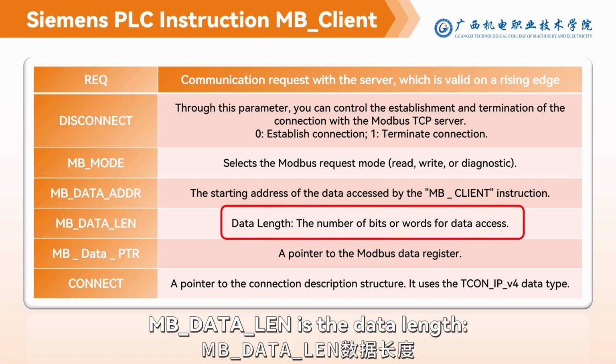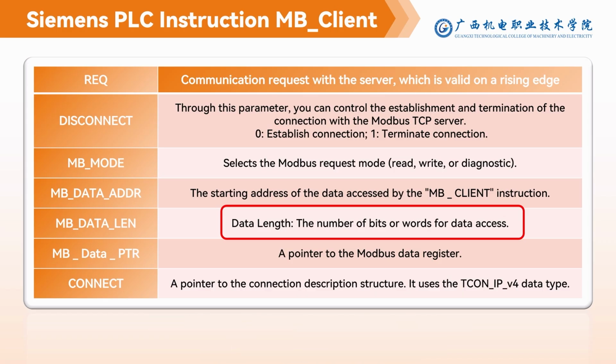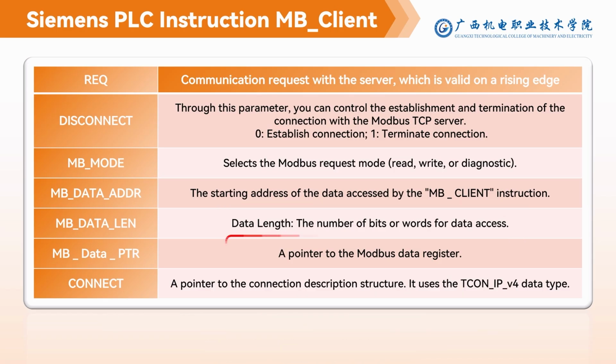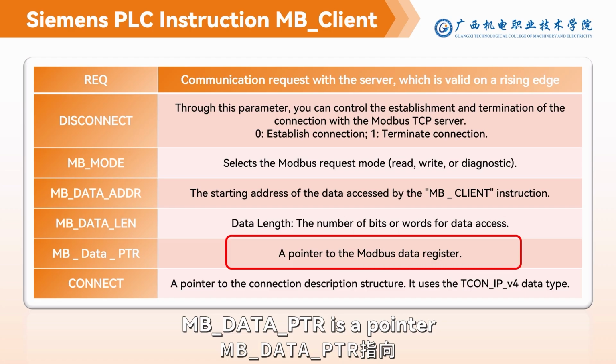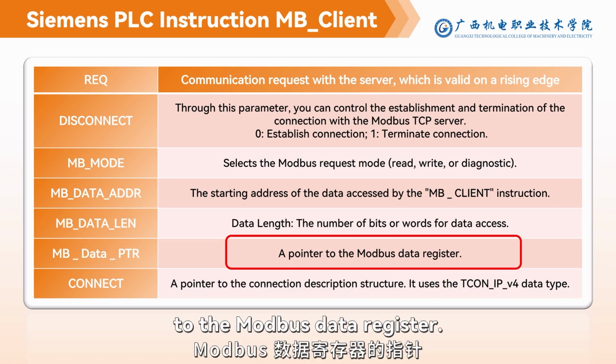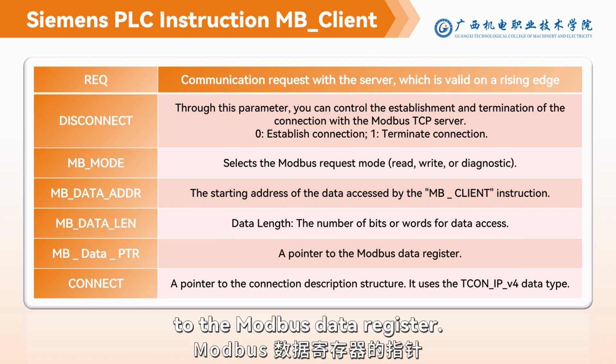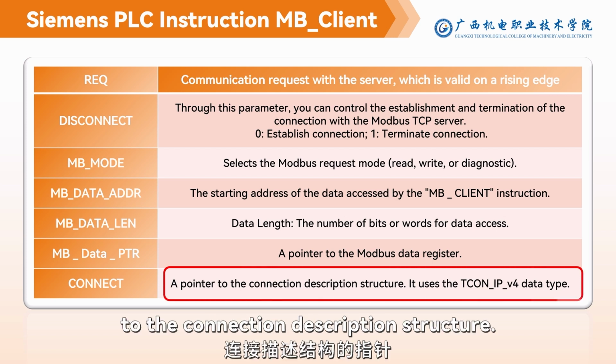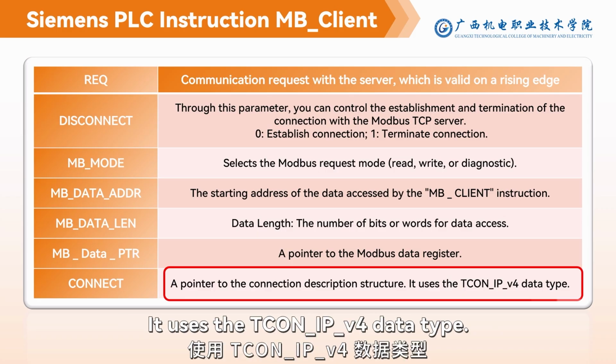MB data length is the data length, the number of bits or words for data address. MB data PTR is a pointer to the Modbus data register. Connect is a pointer to the connection description structure. It uses the TCON IPv4 data type.